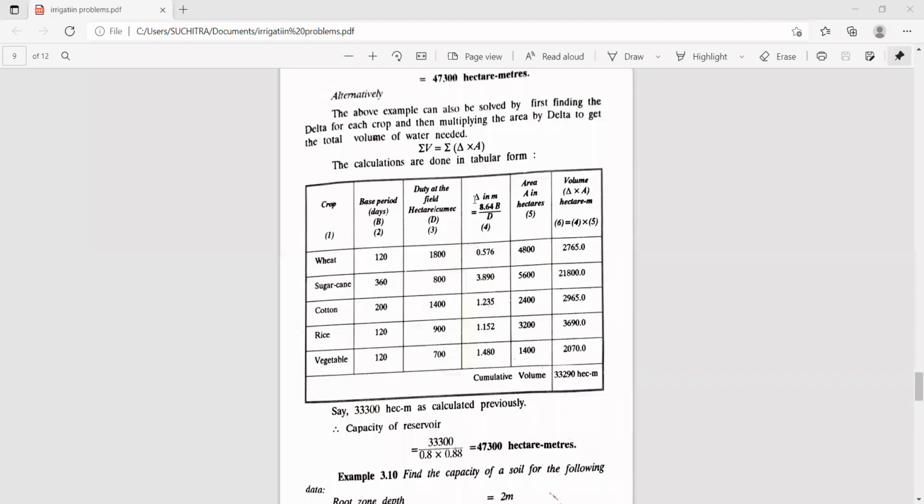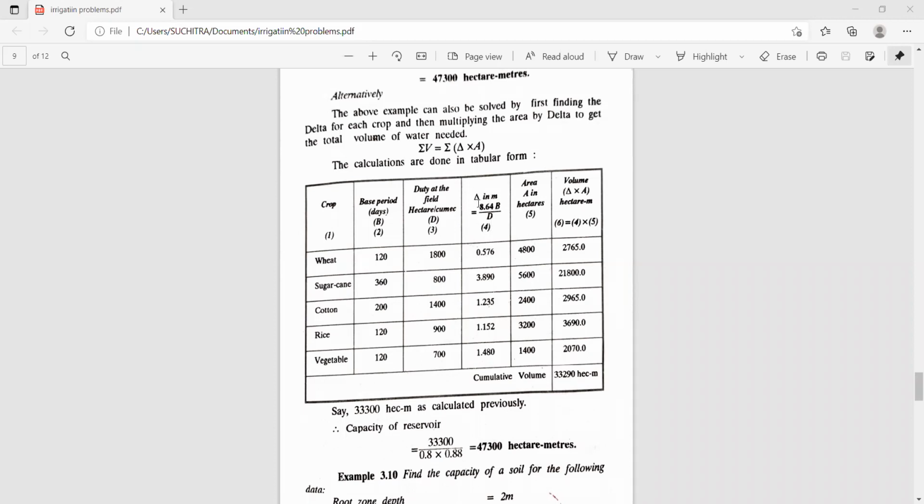Delta is nothing but the total depth of water, and we know the relation that delta is equal to 8.64 V by D. So thereby we get the total depth of water in meters. So the column 4 values are nothing but the total depth of water required in meters. Next, we know the area in hectares. The area grown for each crop is given in hectares.